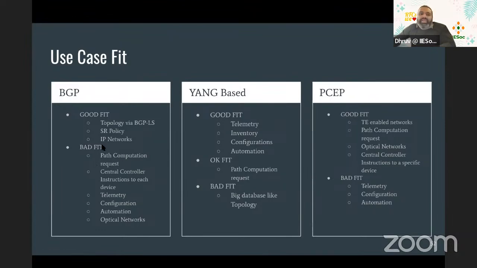When we think of bad fits, where BGP does not fit best is that we can't use BGP as a request-reply protocol. Again, central controller, telemetry, any kind of configuration. Optical networks, because you will not find BGP there. Again, a bad fit. YANG has an RPC function, so path computation requests they can handle. The issue is when you have a huge topology and big data and a big fetch. Again, YANG systems can be a little bit slow. The performance part is where they take a hit compared to binary protocols like BGP and PCEP. Telemetry, configuration, automation is again a bad fit for PCEP.